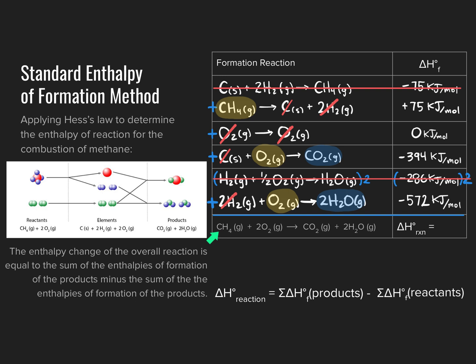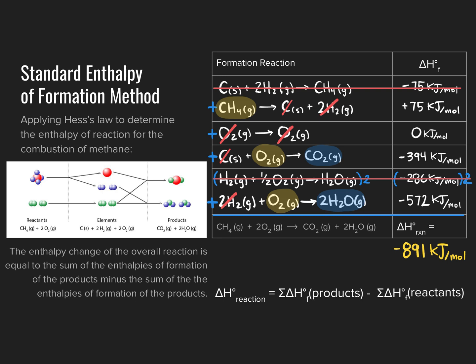To determine the overall heat of reaction for the combustion of methane, all I would have to do now is sum the heats of reaction for each individual step. So as I do so, I have the positive 75 kilojoules per mole of reaction plus 0 kilojoules per mole plus a negative 394 kilojoules per mole of reaction plus a negative 572 kilojoules per mole of reaction for each of those 4 individual steps of my reaction. And this yields an overall enthalpy change of reaction of negative 891 kilojoules per mole of reaction for the overall process. That is to say, the combustion of methane itself is highly exothermic.